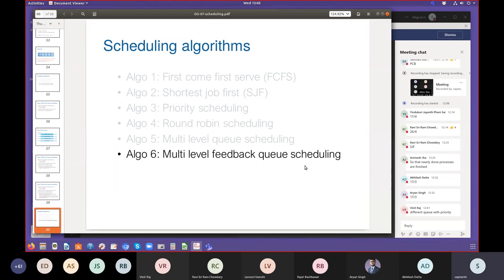Now the last algorithm we will discuss is multi-level feedback queue scheduling. Again, any guesses? How can this be different? Here also there are multiple queues, similar to the previous ones, with different priorities. But what can be different? This feedback term has come. What can be different here intuitively?